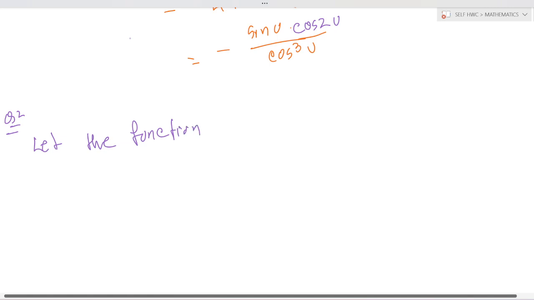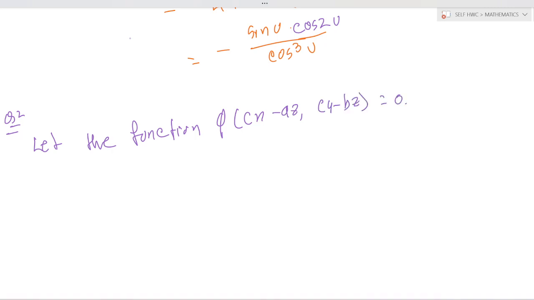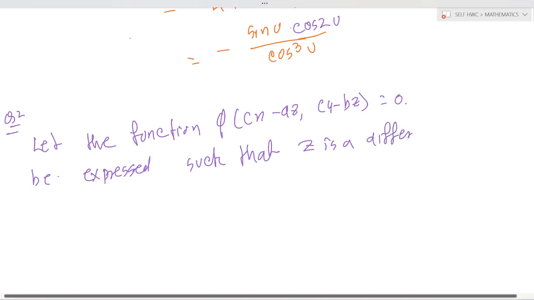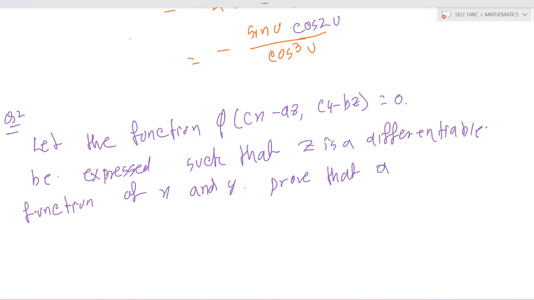Let the function phi(cx minus az, cy minus bz) equal 0 be expressed such that z is a differentiable function of x and y. Prove that a dz/dx plus b dz/dy is equal to c. How to solve this problem?